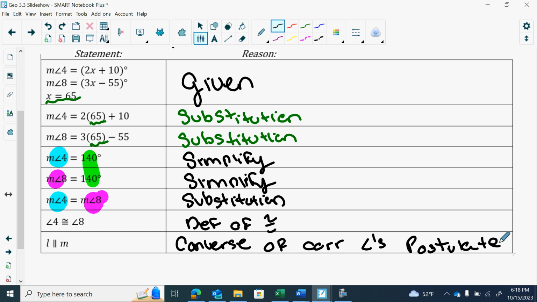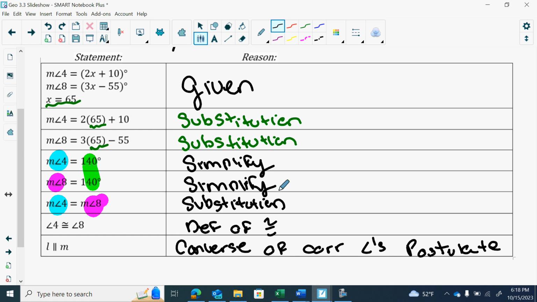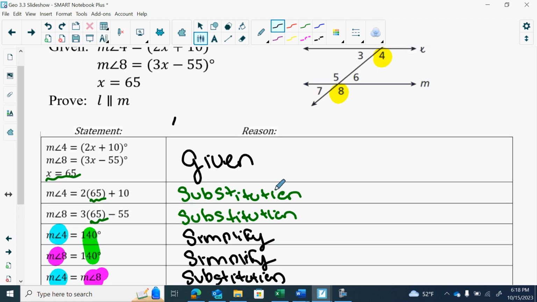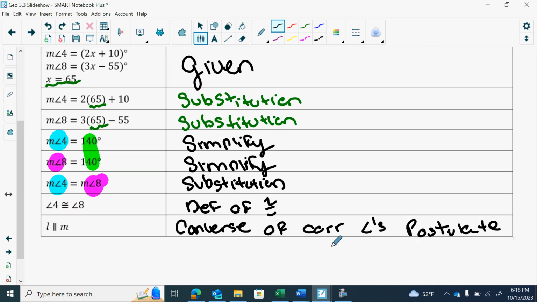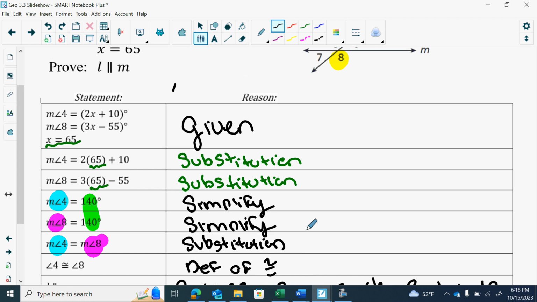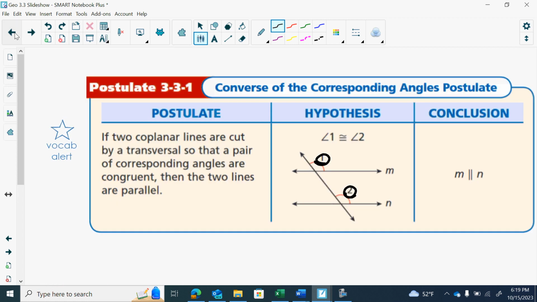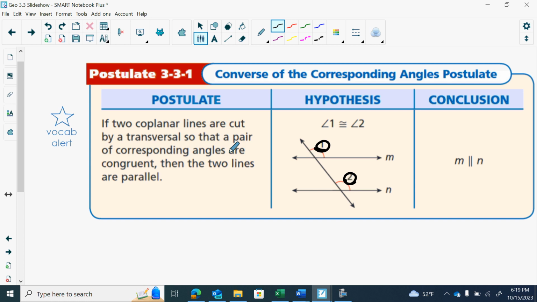And a friendly reminder, postulates are statements that don't need to be proved. They're just statements that are generally accepted as true without proof. Now, if we go back here real quick, you already learned the original corresponding angles theorem that said if I have two parallel lines cut by a transversal, then these corresponding angles are congruent. So the converse of this is just going backwards and saying, if you're given two angles that are congruent and they're corresponding angles, then you can say the two lines are parallel. And that's only if you have a transversal that's closed there.